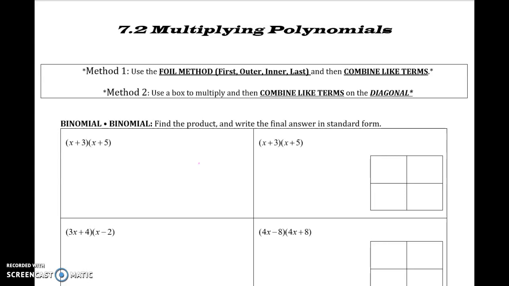Okay, so notice in this first section, we're focusing on multiplying a binomial times a binomial. That means we have two terms in the first factor and two terms in the second factor. So we're going to start by using our FOIL method. Grab a pen up here.